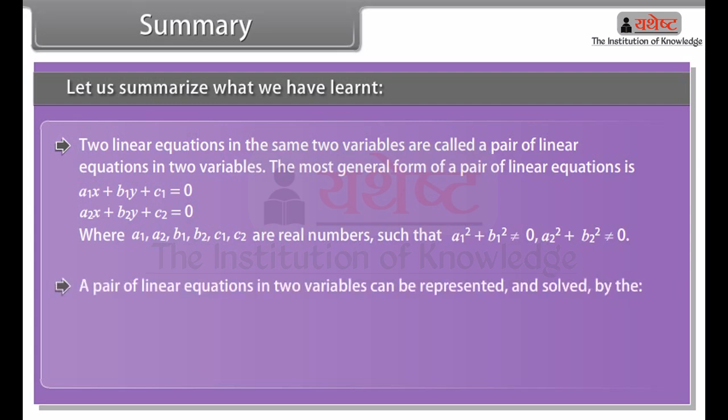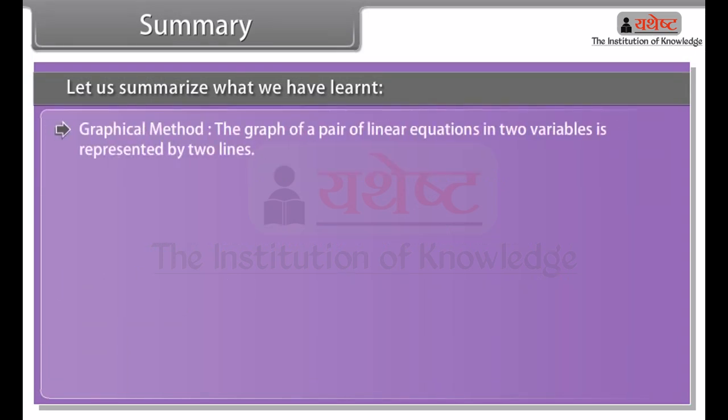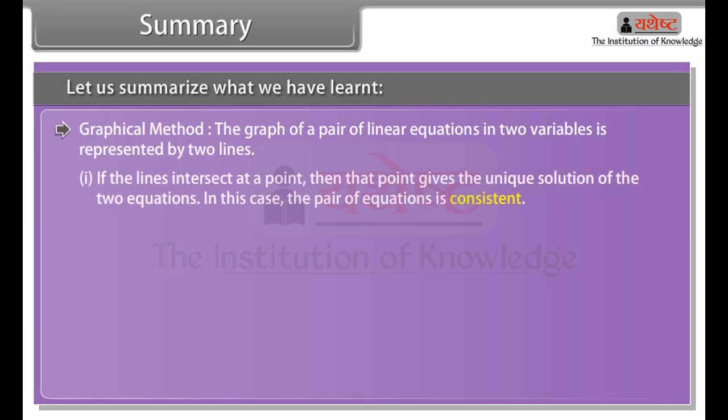A pair of linear equations in two variables can be represented and solved by the 1. Graphical method and 2. Algebraic method. Graphical method. The graph of a pair of linear equations in two variables is represented by two lines. 1. If the lines intersect at a point, then that point gives the unique solution of the two equations. In this case, the pair of equations is consistent.